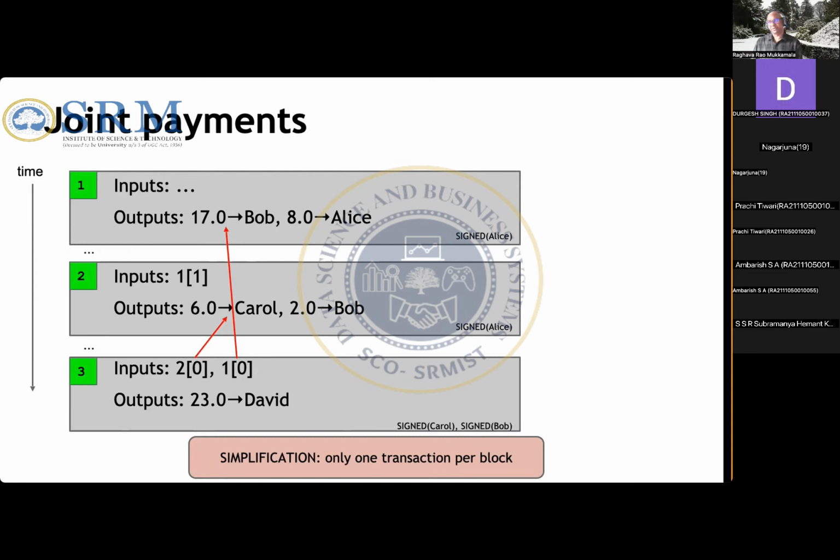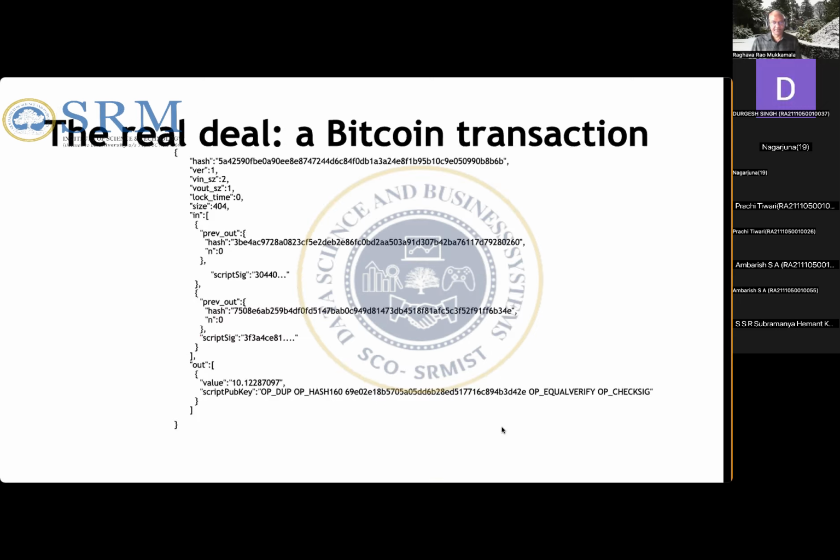This is completely different from multi-party signatures. We will also discuss multi-party signatures a bit in the coming lectures. Okay, so how does a Bitcoin transaction actually look like? A transaction contains 3 important pieces of information.